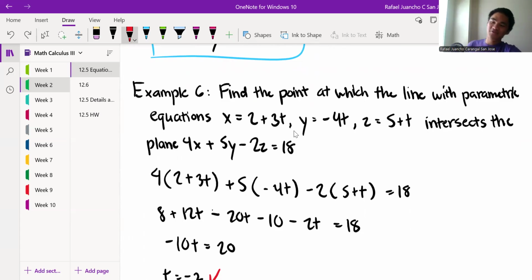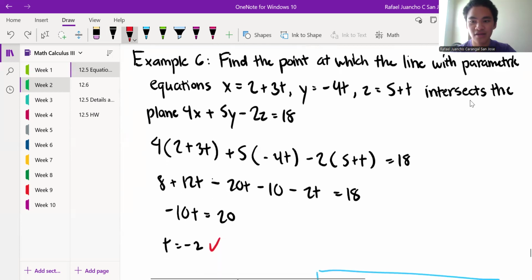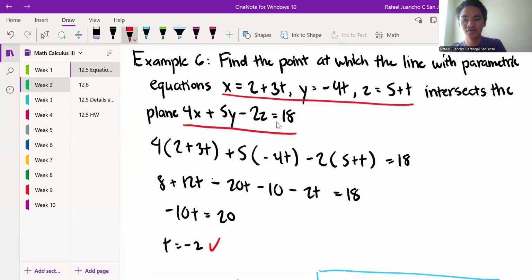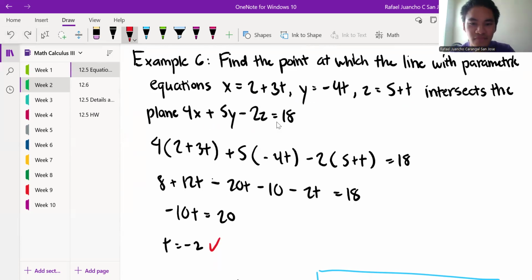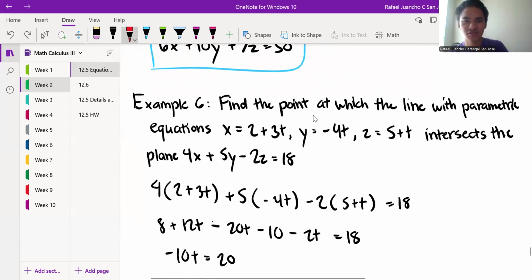Anyway, okay, example 6. Find the point at which the line with parametric equations intersects this plane. So when we talked about a line, we were looking at parametric equations, right? So we have x is this, y is this, z is this. And it intersects this plane, 4x all the way to 18. So that's the plane equation. This is the line equations. So how do we find that point where the line intersects the plane?